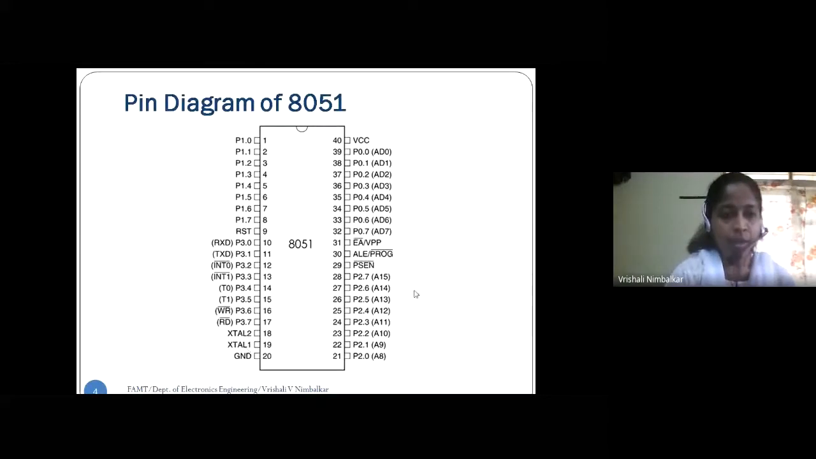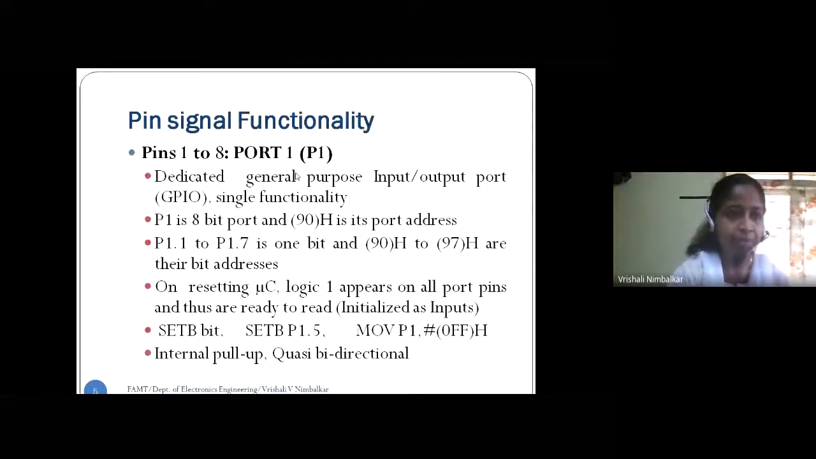Correct? Now, along with this, there is another name written at the majority of the pins. P0.0 is also combined with AD0 and so on. It means the majority of the pins are multifunction, with dual functionality. Is that okay? So we are going to see the functionality of each and every pin in this microcontroller. Let us begin with port 1. Port 1 is pin number 1 to pin number 8. There is no other name written beside it. So what does that indicate? Pins 1 to 8 are dedicated to port 1, P1.